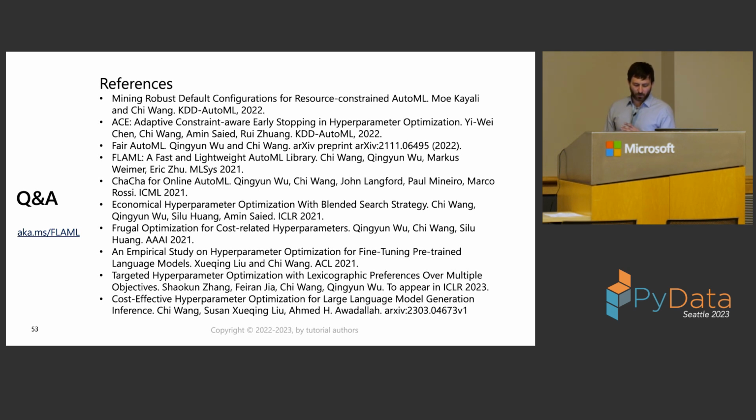If you want to know more, I think the original FLAML paper is probably one of the more interesting ones. And then for the more recent work, the cost-effective hyperparameter optimization for large language models shows how you can provably get results that are cheap both in terms of inference time costs and tuning time costs.